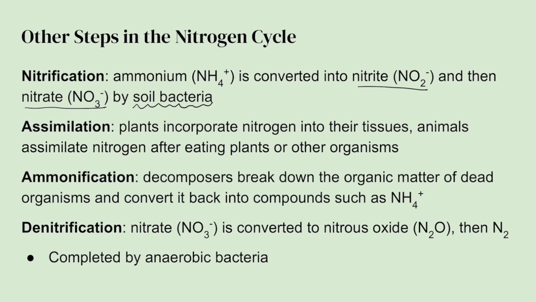Afterwards, these forms are usable by plants. So nitrate and nitrite are usable by plants. Plants will incorporate them into their tissues through a process called assimilation. Animals also have to assimilate nitrogen into their tissues, but they can only do this after they eat plants or other living organisms. Animals can't directly take in nitrogen from their environment and assimilate it into their tissues. They have to actually eat plants in order to do that.